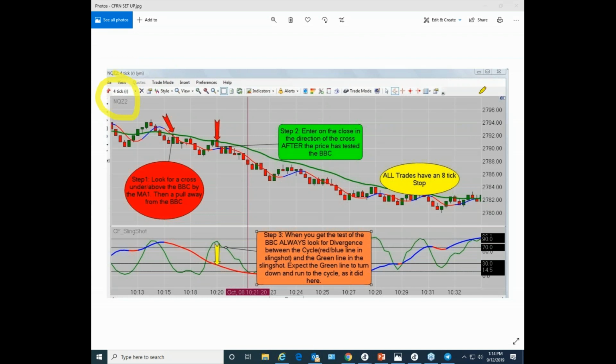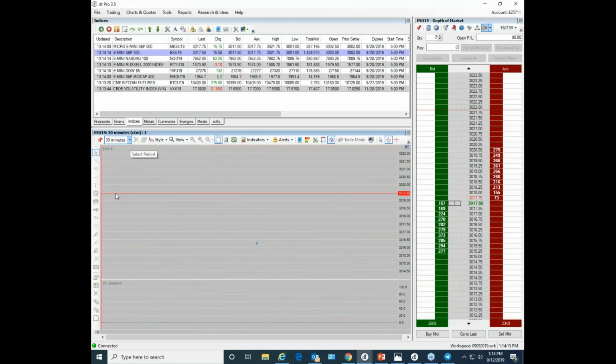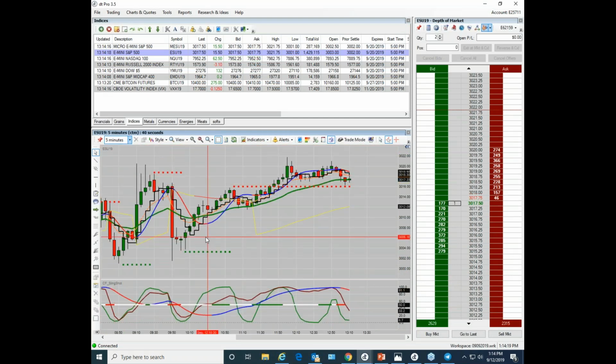We are on a 4-tick range chart. Okay. Chances are you're on a time-based chart. If you're following Logic, you're on a 30-minute chart. You might be on a 5-minute chart. The idea is to get into a 4-tick range chart.